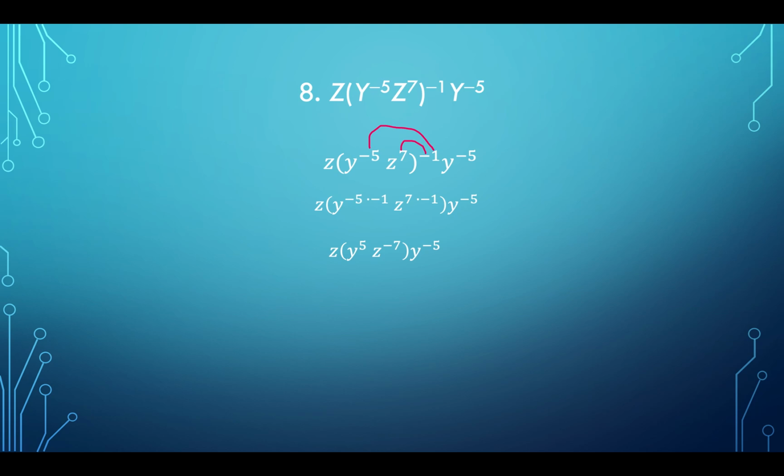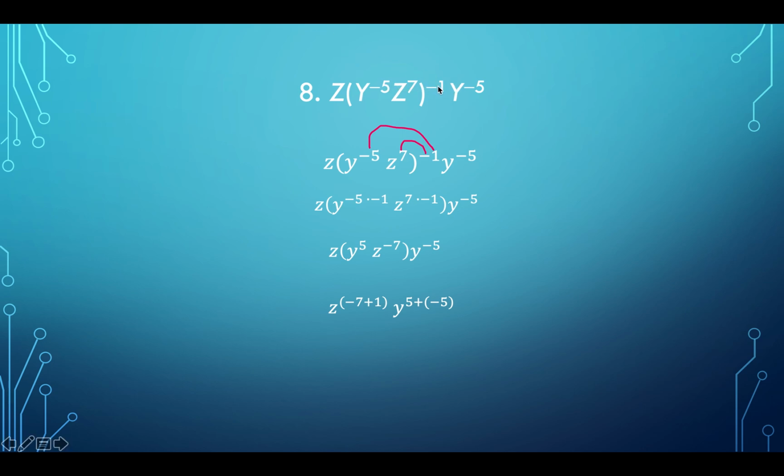I go ahead and multiply, so we're left with z times y to the 5th, z to the negative 7, y to the negative 5. Now what we can do is group our like bases together. So we group our z's with our z's and our y's with our y's. We're left with z to the negative 7 plus 1 and y to the 5 plus negative 5. We're adding the exponents now because we are multiplying all these variables together.